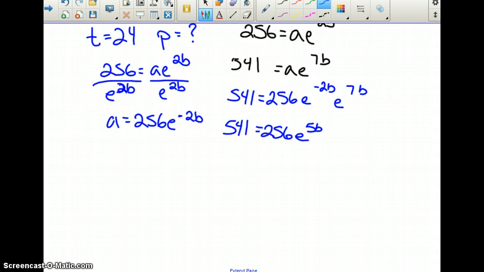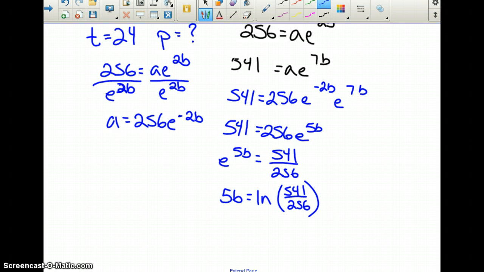And now, divide both sides by 256. So e to the 5b equals 541 over 256. Natural log of both sides gives us 5b equals the natural log of 541 over 256. And then finally, b is 1/5 the natural log of 541 over 256. Now, it would be a really good idea to store this in your calculator at this point. So I am going to store this in my calculator as b.